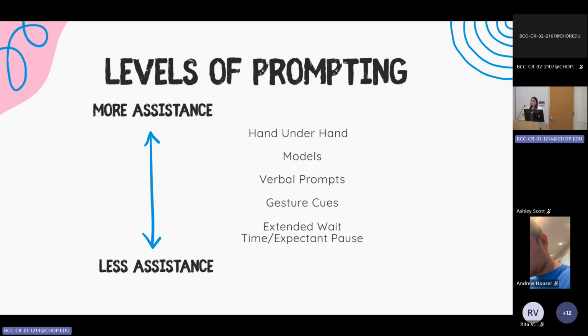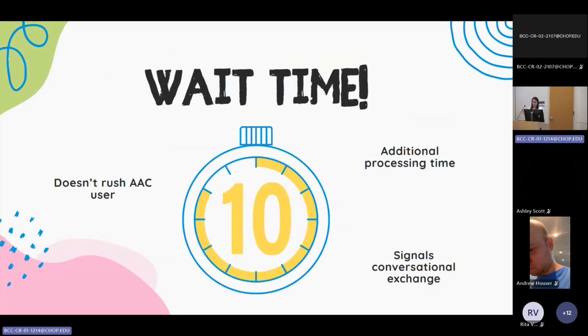And this is probably the most important one, but also the hardest one for families to do, because life is busy, and a lot of families have more than one kid. They have a lot more going on than just focusing on one thing at a time. But that expectant pause, that wait time, is very important for our users. My rule of thumb is 10 seconds for wait time. And if you've ever had a conversation with somebody and waited for 10 seconds for them to give you a response, it's very long and it's very uncomfortable. But it's necessary, because a lot of our kids need extra processing time.